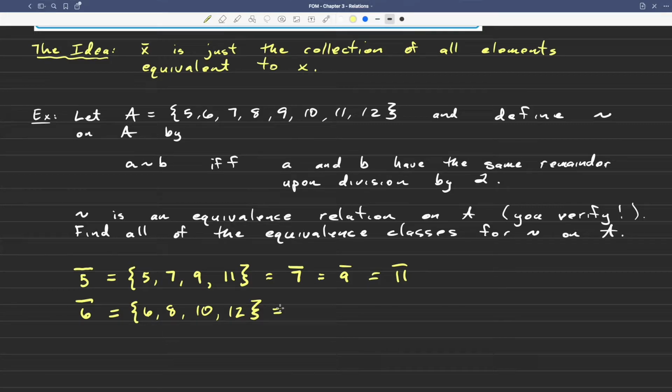The reason for this basically boils down to the properties of an equivalence relation. In particular, transitivity and symmetry will guarantee that if you take any element in an equivalence class and look at that element's equivalence class, you're going to get back that very same equivalence class that you chose that element from in the first place. So this is the same as 8 bar, 10 bar, and 12 bar.